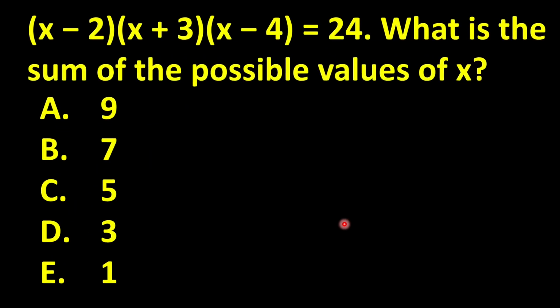Now this was our question: (x − 2)(x + 3)(x − 4) = 24. What is the sum of the possible values of x? So guys, now you can determine what the right answer is. So this is the right answer. D is the right answer. So this was the answer to this question.